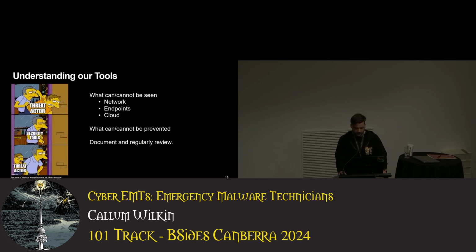So finally, in the understanding, we need to understand our tools. So we need to consider which logs are being ingested and what events we can and can't see within our network, endpoints, cloud, for example. We should also understand what security tools we have that are preventative measures and what they can and cannot do. Identifying these gaps early allows us to streamline investigations and prompt fixes where needed. Again, this should be documented and regularly reviewed.